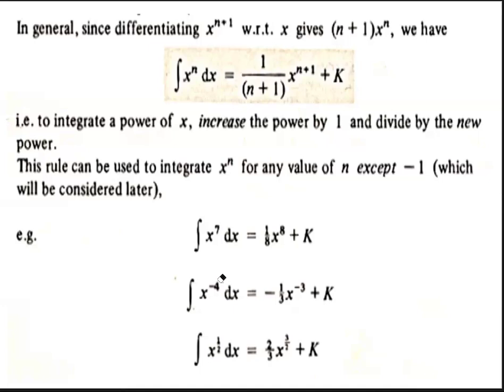x to the minus 4: add 1 to the minus 4, you get minus 3. And then you divide the number in front of x. In this case, it's 1. As I said before, it doesn't have to be 1, but in these examples, they seem to like the number 1. And you divide that 1 by the new power, which is minus 3. Again, plus k.